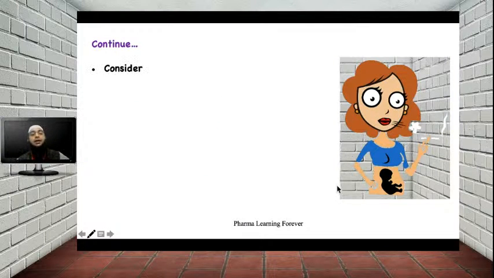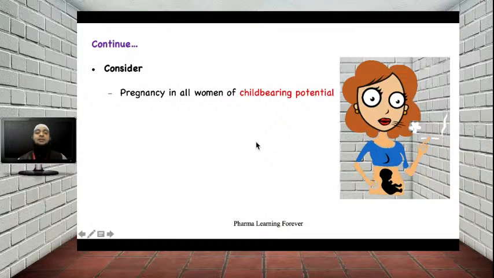In addition to that, you must consider pregnancy in all women of childbearing age, because sometimes a pregnant woman comes to the physician and she is not aware that she is pregnant, isn't it? So in those cases, whenever you are giving medicine to a woman, if she is a married one, then you must always consider that she is a child-bearing woman. She has the potential to give birth to a child and become pregnant.